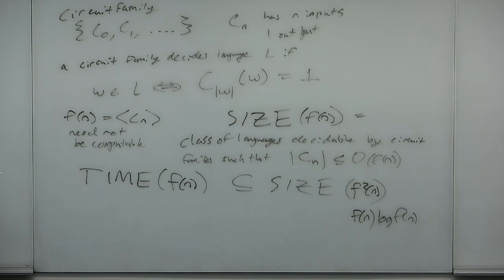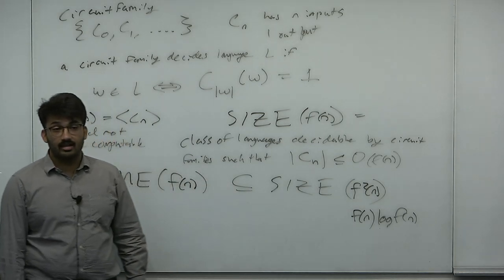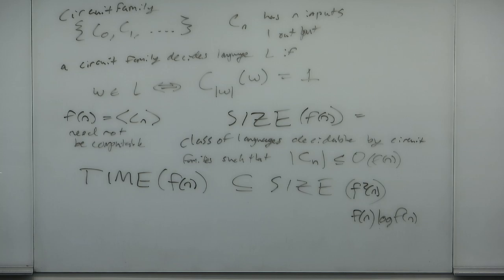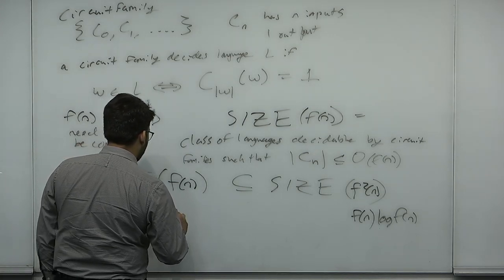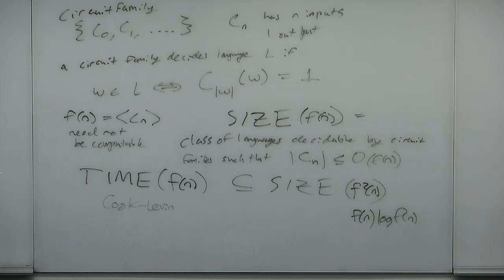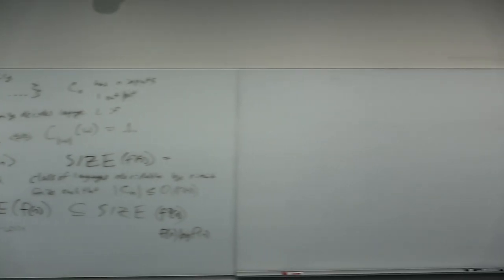What do we think the proof is going to look like? If I want to prove that time f of n is a subset of size f squared of n, what is a proof we should try? How would we go about this, first off? I guess the answer I'm looking for is the Cook-Levin theorem. The Cook-Levin theorem encoded an NP machine into a CNF formula. We may apply a similar transformation to convert a Turing machine, perhaps not non-deterministic, a deterministic Turing machine, into a polynomial-sized circuit. So that's simply what we'll do. Instead of doing the whole proof, I'm just going to say by a construction similar to the Cook-Levin theorem.